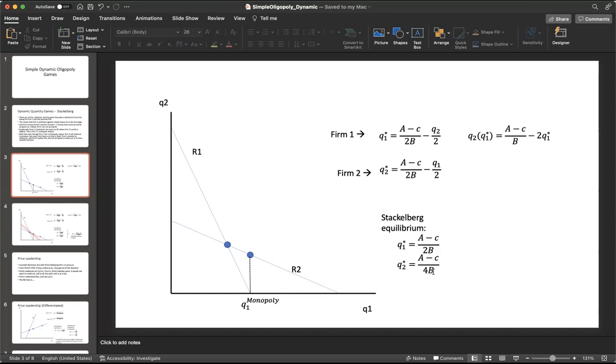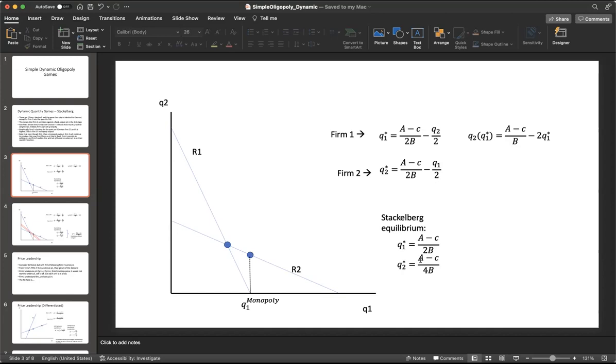So you plug in Q1 star to the response function of Q2. Tama. Which is ito. Ito, nakasulat na siya. So yung Q1 star, sasaksak mo lang siya dito. And then it's all gonna be a function of A, C, and B. And then it will turn out to be like this.